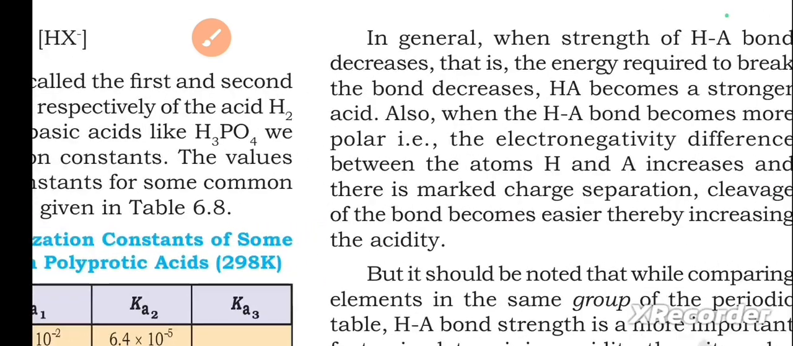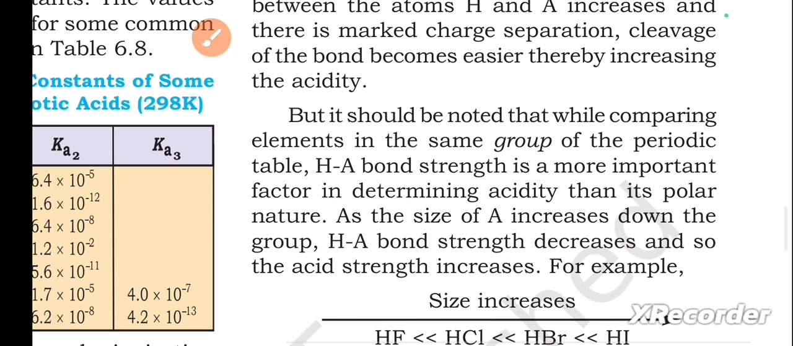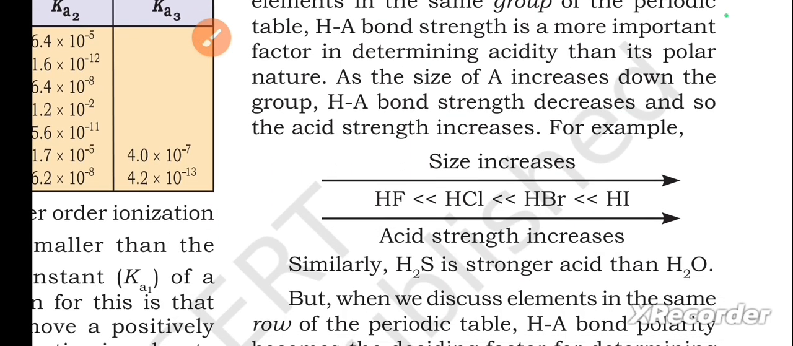In general, when strength of the H-A bond decreases, that is the energy required to break the bond decreases, HA becomes a stronger acid. Also, when the H-A bond becomes more polar, that is electronegativity difference between the atoms H and A increases and there is marked charge separation, cleavage of the bond becomes easier, thereby increasing the acidity. But it should be noted that while comparing elements in the same group of the periodic table, H-A bond strength is a more important factor in determining acidity than its polar nature.